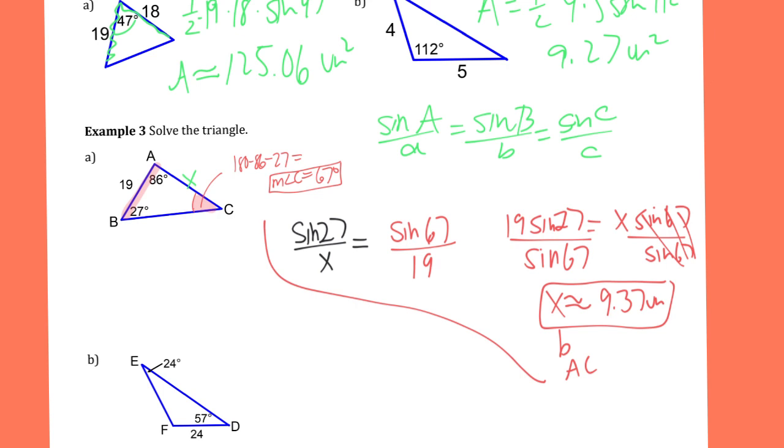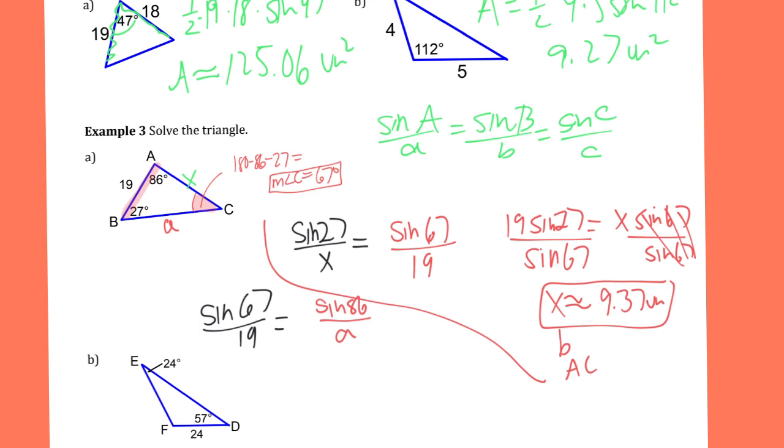The other side we've got to find, and again, we can't do the Pythagorean theorem because that only works with right triangles. So you can't do 19 squared plus 9.37. So we're going to do law of sines again. We know the pairing: the sine of 67 goes with 19. We want to find the measure of side A, which is across from capital A angle. So we could say sine of 86 over side A.